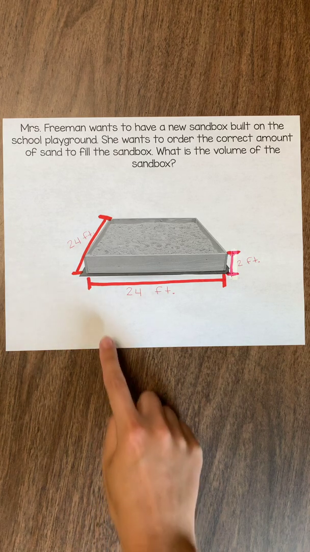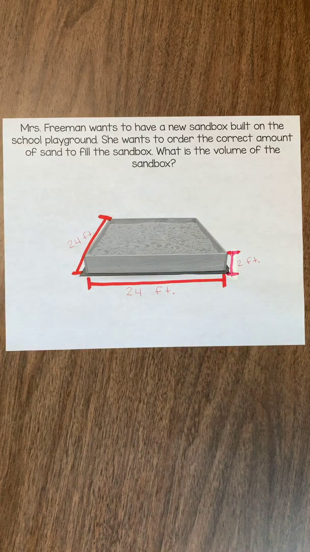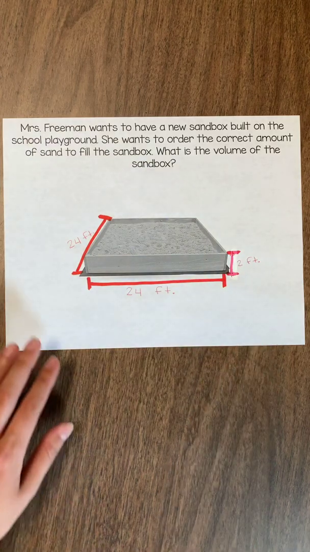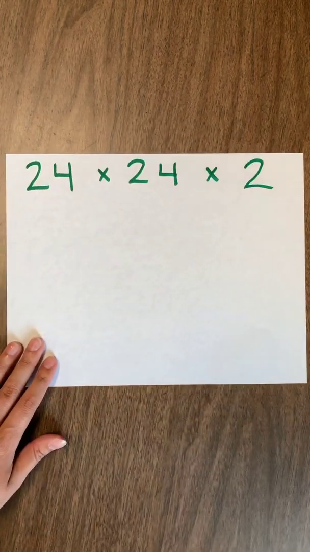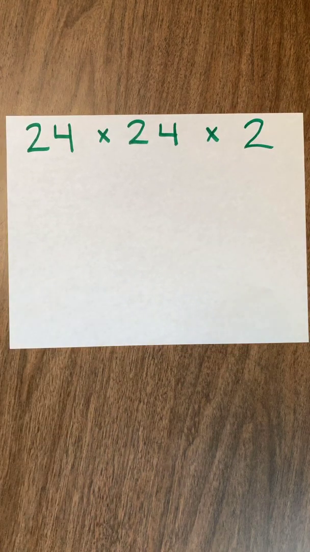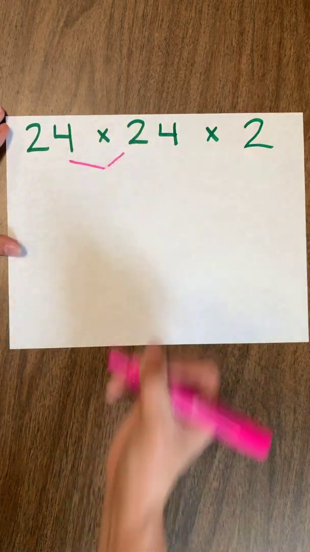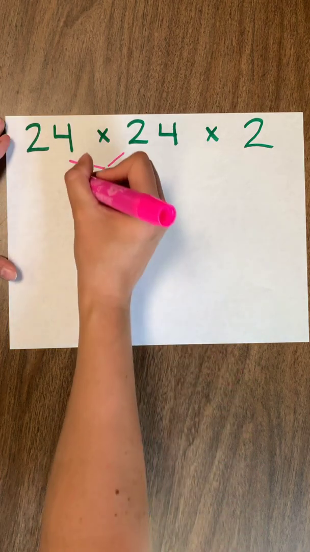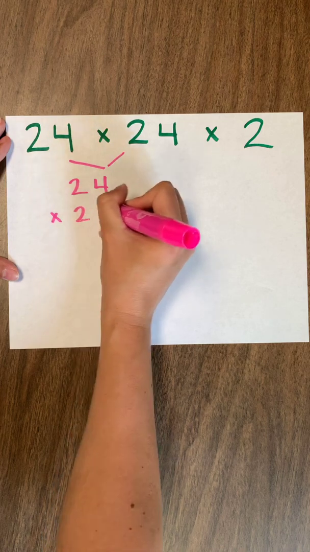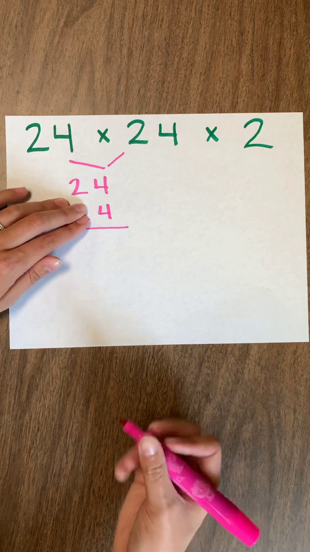So again, the length was 24, the width was 24, and the height was 2. So to find the volume, we need to do length times width times height. So I rewrote my problem on a separate piece of paper to give myself some more room. So we've got length times width times height. So to begin, I'm going to do length times width, which was 24 times 24. Now that's a large multiplication problem, so right from the get-go, I am going to stack that problem. 24 times 24. All right, I'm going to cover up the tens place, and here we go.